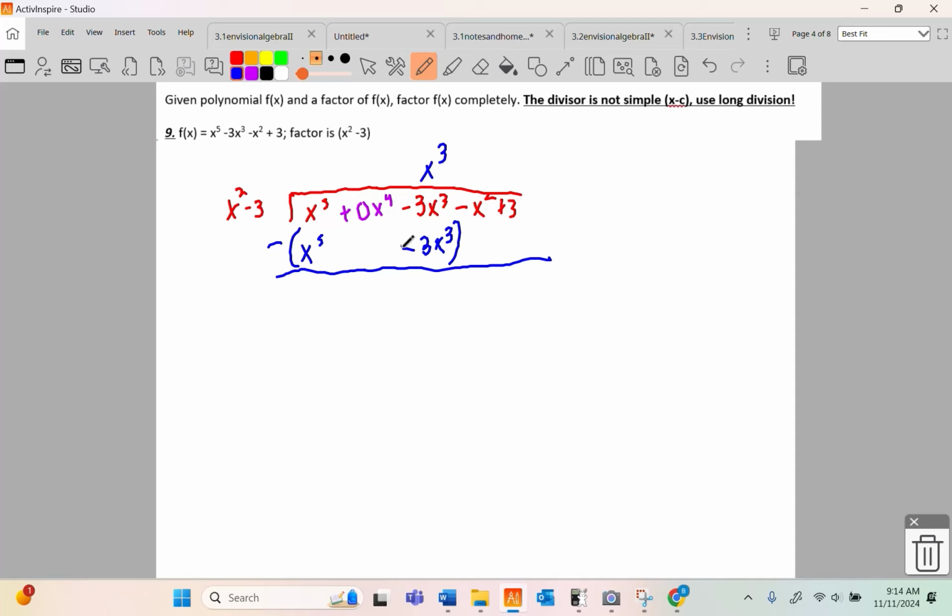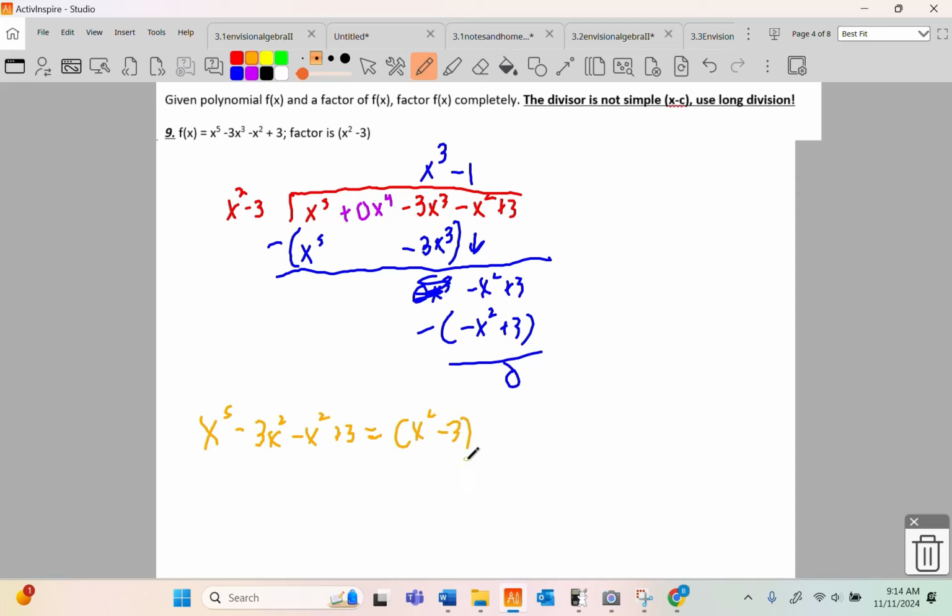A negative, take away a negative's addition, so there's nothing here. There's nothing there. All right. I'm going to drop down the negative x squared plus the 3. And to turn x squared into a negative x squared, I need a negative 1. That's going to give me negative x squared plus 3. Wrap before I subtract, negative 0. So what do I know so far? I know that x to the 5th minus 3x cubed minus x squared plus 3 is equivalent to x squared minus 3 times x cubed minus 1. That's what I know so far.